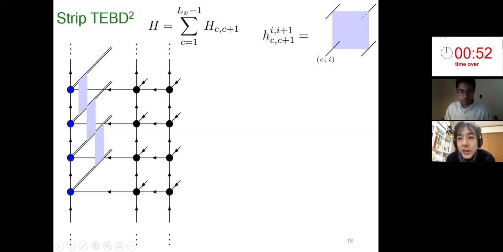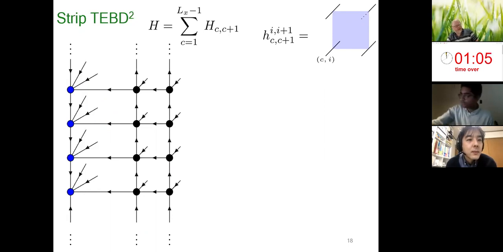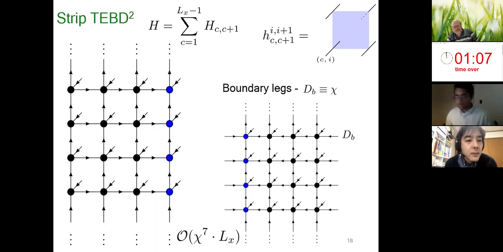So next, Ian, please. Oh, hey, yeah, nice talk. Just the boundary condition. So often when you do iDMRG for these cylinders, you have periodic boundary conditions around to make it a cylinder kind of geometry. Can you do something here like that?